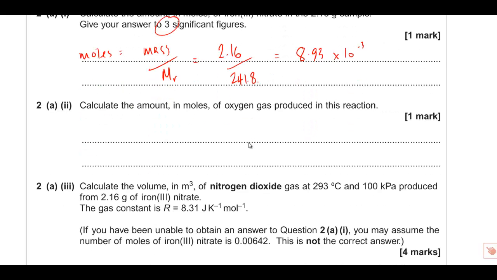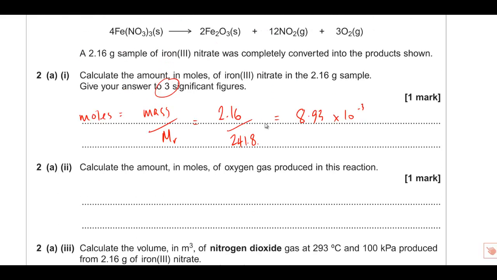Very, very important. Calculate the amount in moles of oxygen gas produced in this reaction. So oxygen gas here, they've chosen a nasty sort of a ratio there. How I would do that, we know we have 8.93 moles of this, making 3 moles of that.